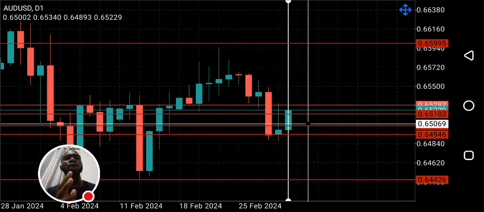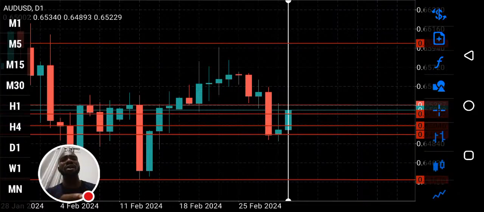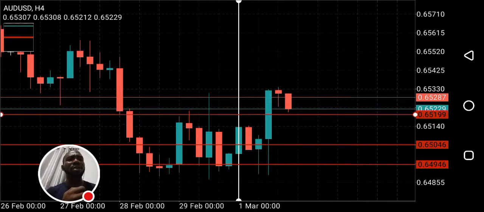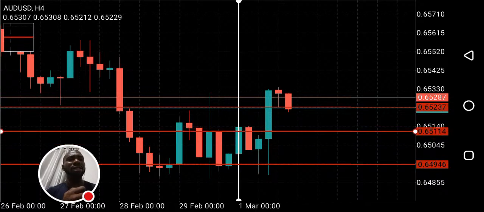We don't just want to jump in and start buying from the current market price. We want to see price pull back and fill fair value gaps on lower time frames before we execute a buy trade. So let's go down to 4-hour. So can we identify fair value gap on 4-hour time frame? We have a fair value gap here, this on 4-hour time frame. You can see this gap.